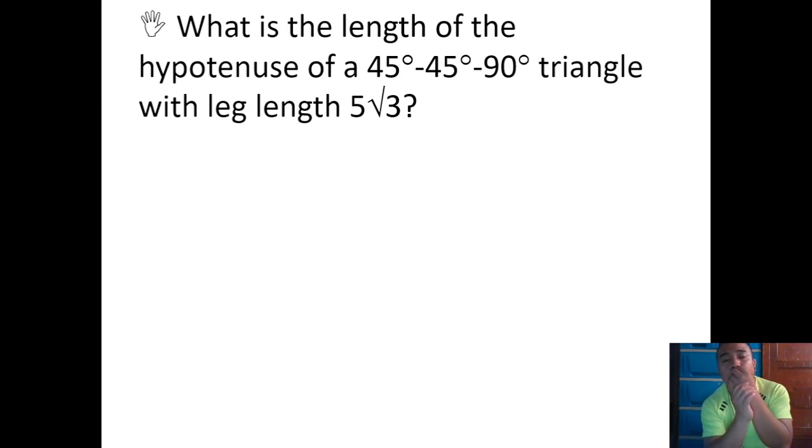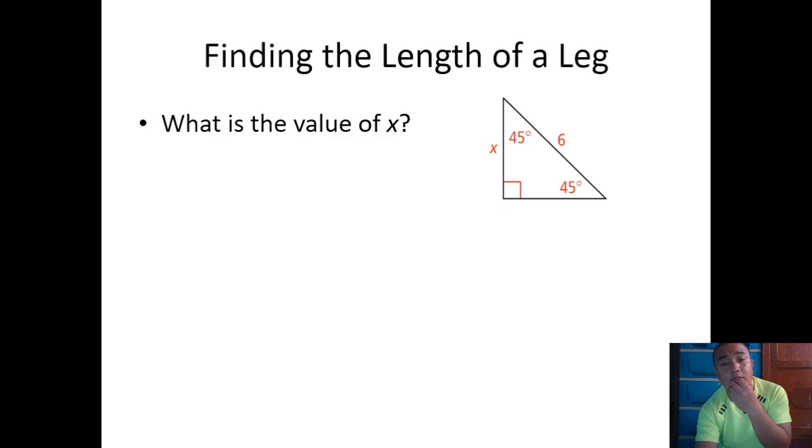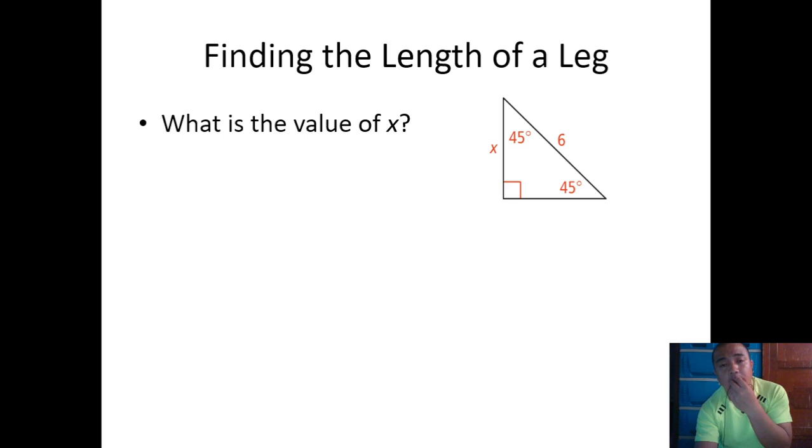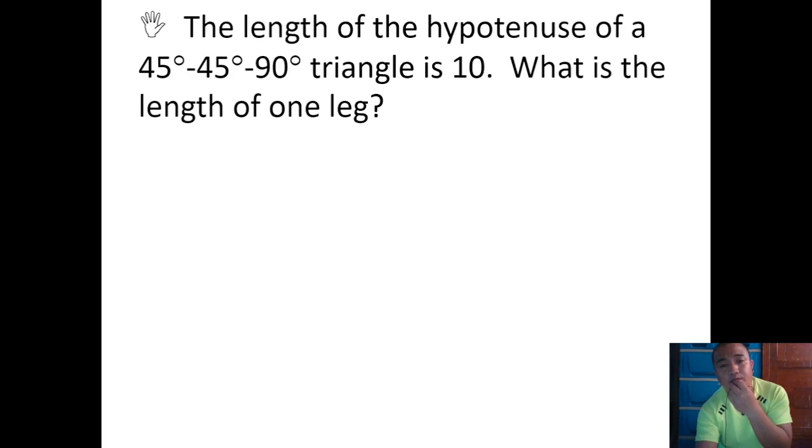Now, what is the length of the hypotenuse of a 45-45-90 degree triangle with the leg length 5 square root of 3? Just multiply by square root of 2. So, 5 square root of 3 times square root of 2, 5 square root of 6. Here, finding the length of the leg. Of course, you just divide 6 by square root of 2. 6 square root of 2 over 2, or 3 square root of 2.